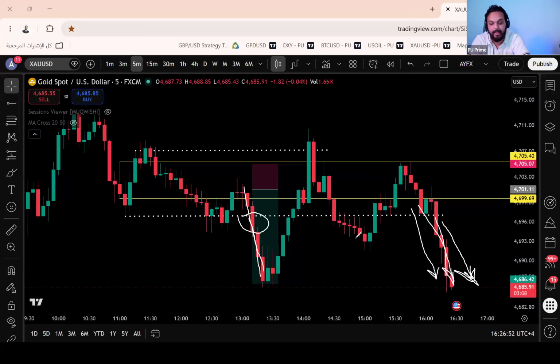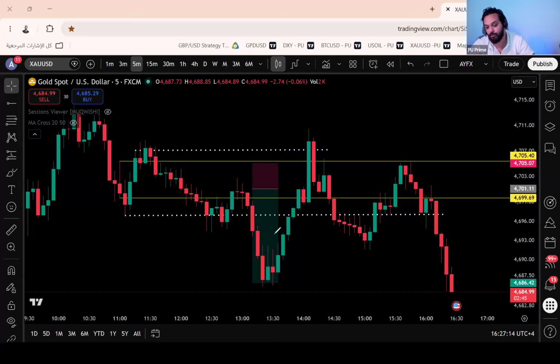Now, as you can see, the market here, we have big candles. Why is there a big candle? Because the London session is working at the moment, and we do have the New York session about to open. So as you can see, the market is beautifully going down.